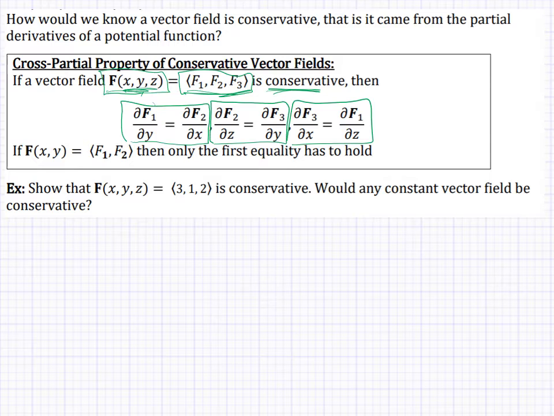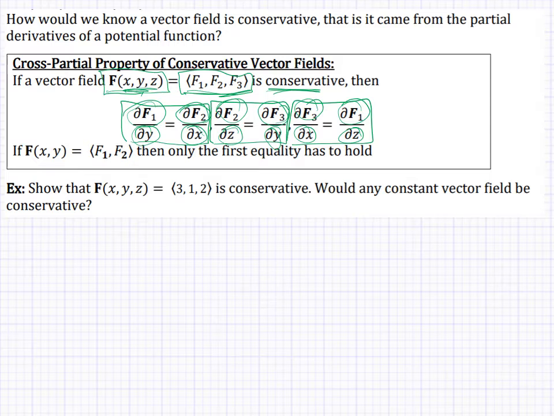So what it says is that the partial of f1 with respect to y equals the partial of f2 with respect to x. The partial of f2 with respect to z equals the partial of f3 with respect to y. And the partial of f3 with respect to x equals the partial of f1 with respect to z.